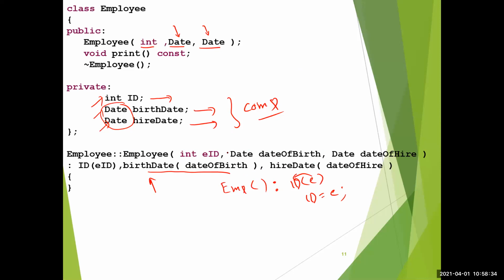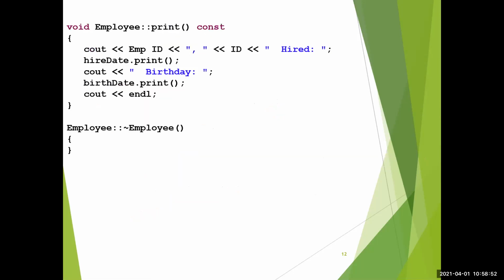This is simply saying, for example, that birth date gets the value date of birth, right? So this is just the other syntax of the constructor, which you can use if you don't want to use the assignment operator. If you find it tricky in the beginning, you can stick to the assignment operator.